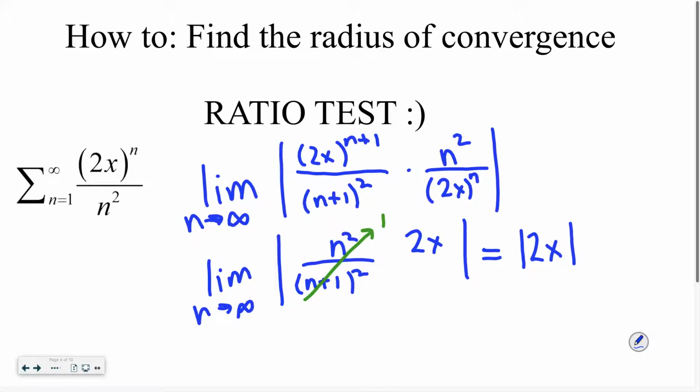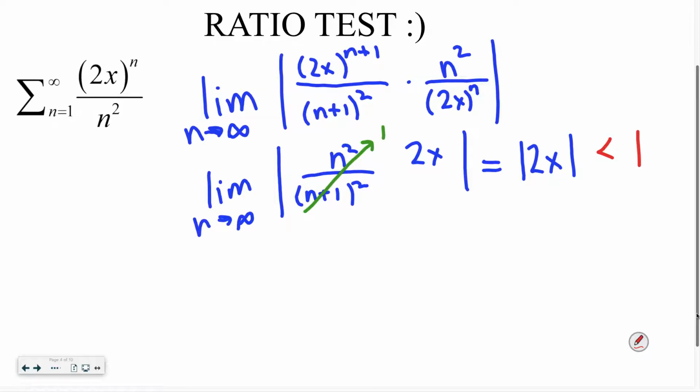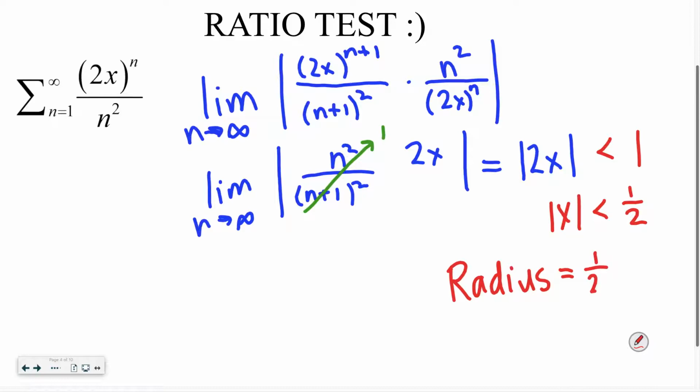Well, if we're doing a ratio test, what do we want our limit to be if we want convergence? Less than 1. So we want the absolute value of 2x to be less than 1, which means we want the absolute value of x to be less than 1/2. So our radius of convergence is 1/2.